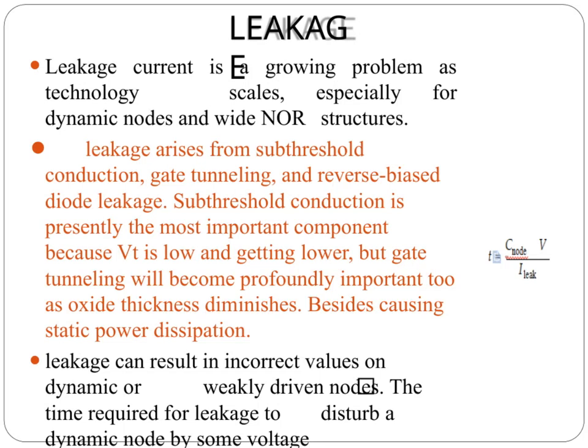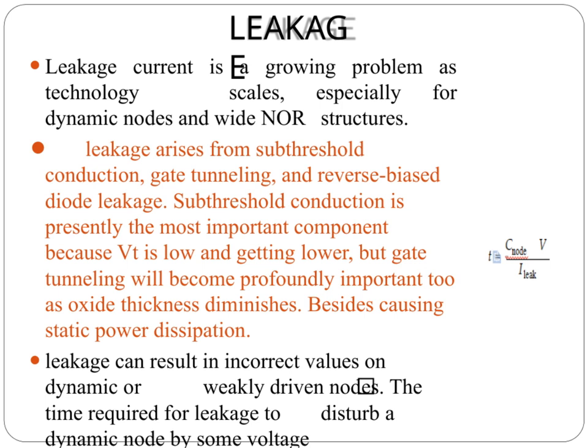Leakage current is becoming an increasingly significant issue as technology continues to scale down, particularly affecting dynamic nodes and wide NOR structures. This leakage mainly stems from three sources: subthreshold conduction, gate tunneling, and reverse bias diode leakage. Among these, subthreshold conduction is currently the biggest contributor because threshold voltages are low and getting even lower. However, gate tunneling is expected to become critically important as the oxide thickness decreases further.